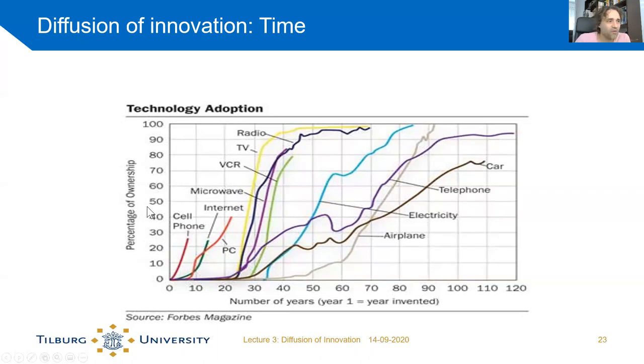But then if you look at curves like, I think this is an old picture, but if you look at, for example, the microwave, the television, the internet now has reached, at least in the Netherlands, like 97%, 98% or so, cell phones close to 100. You have certain innovations that diffuse very quickly throughout the system, and other innovations that diffuse very, very slowly, if at all. By the way, airplane means that not everyone has an airplane, but everyone has flown.